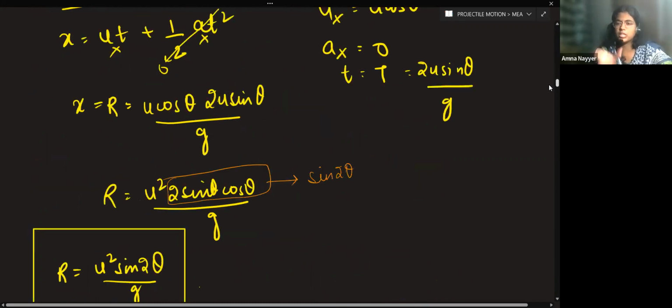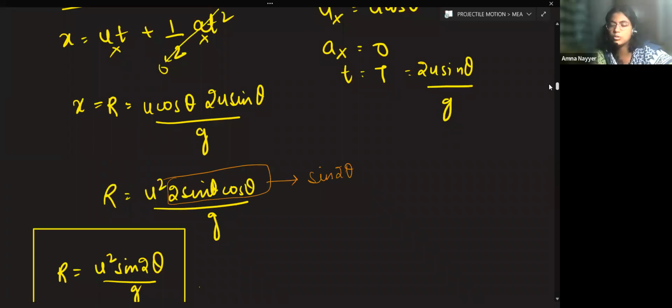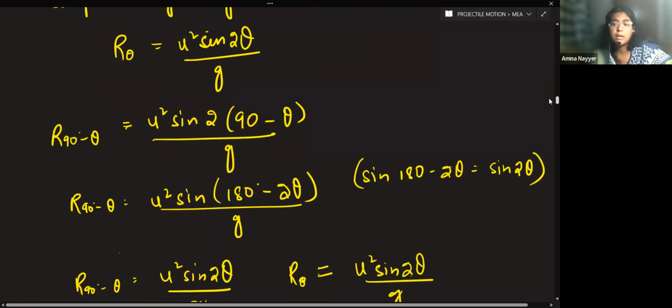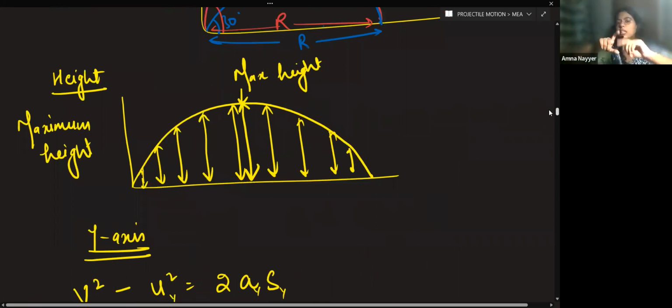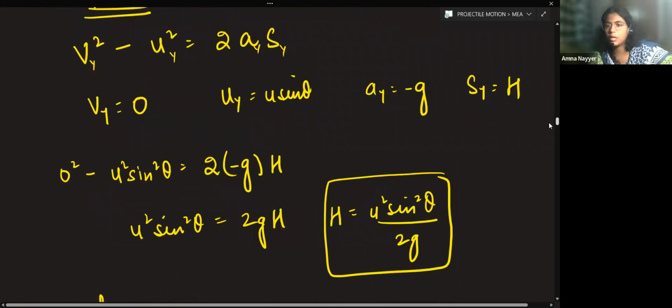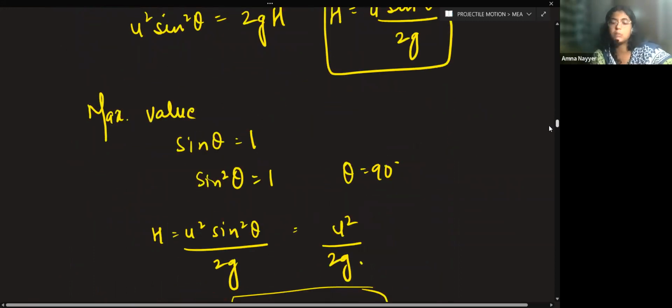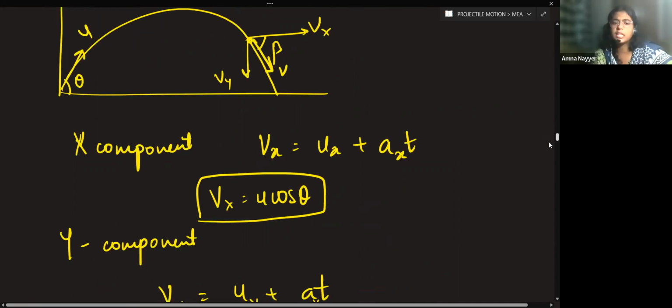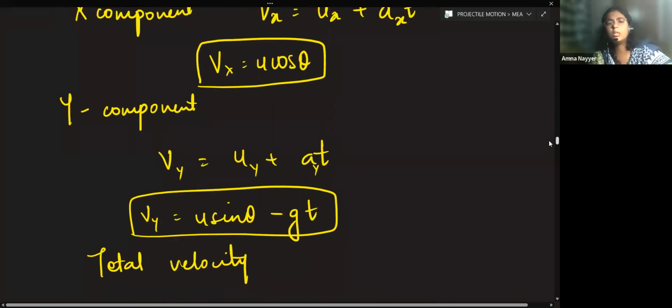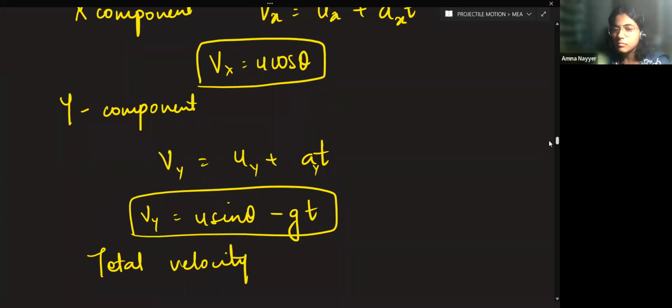Then you have range of motion. It's the horizontal displacement that is covered along the x-axis. That is u square sine 2 theta divided by g. Maximum value you will get at 45 degrees. Height is the vertical displacement that is covered. Horizontal displacement was range, vertical displacement is height. Its formula is u square sine square theta divided by 2g, and maximum value you will get at 90 degrees. Then you have velocity. For the x component, it will simply be u cos theta. For the y component, it will be u sine theta minus gt. You don't even need to learn velocity, you can just solve it simply by using this.